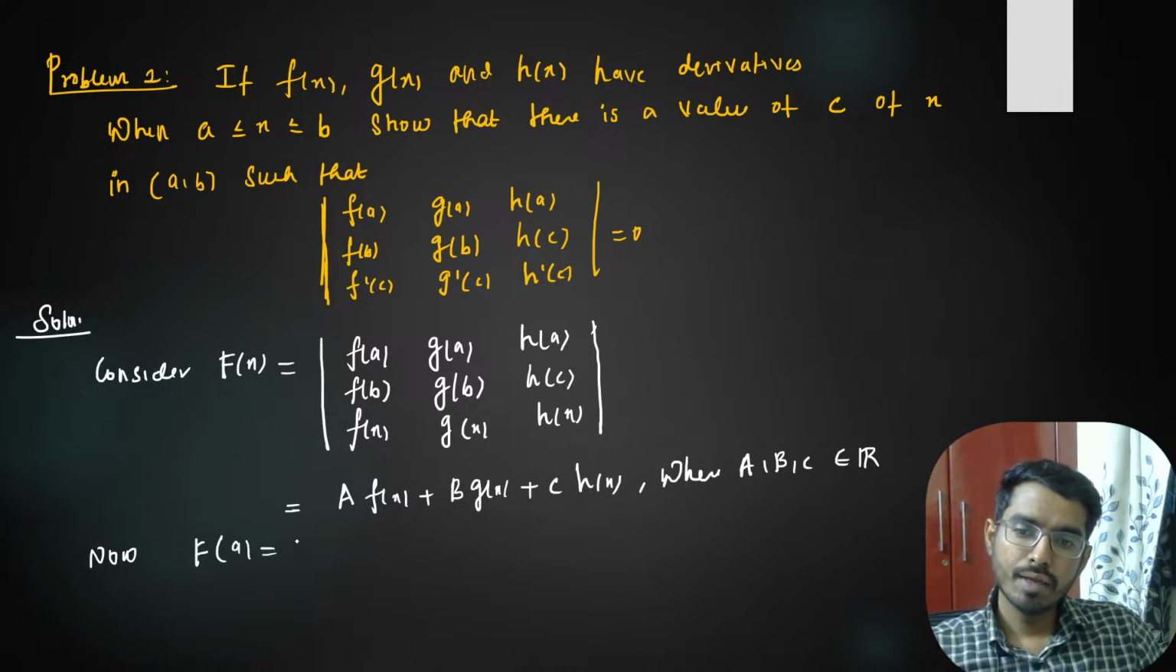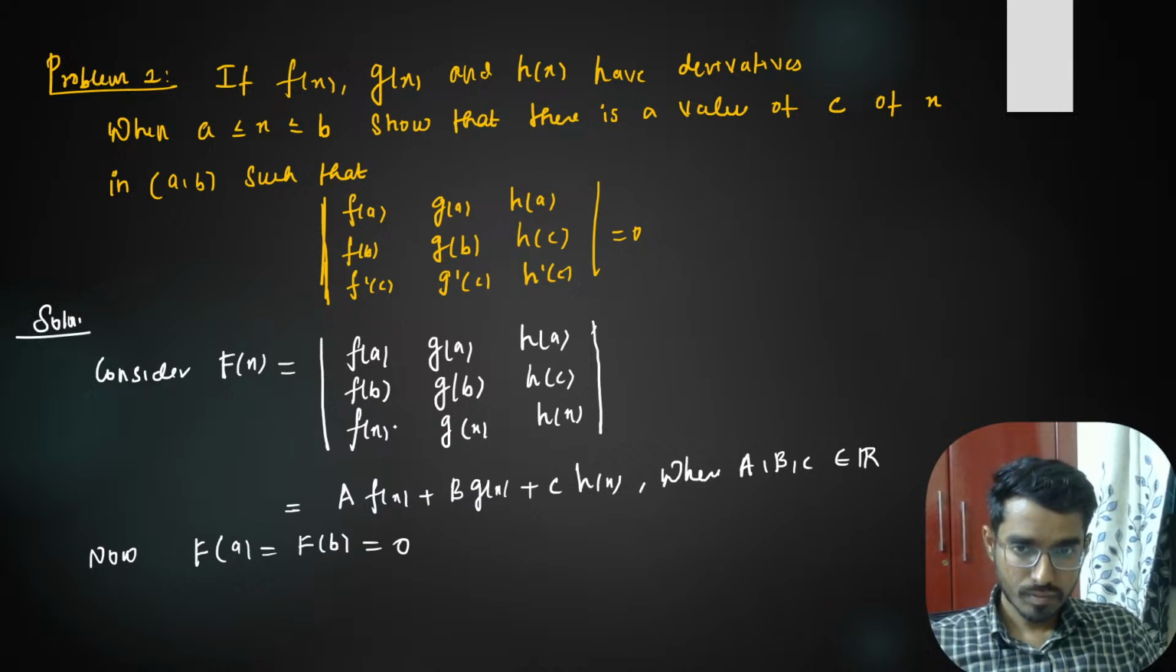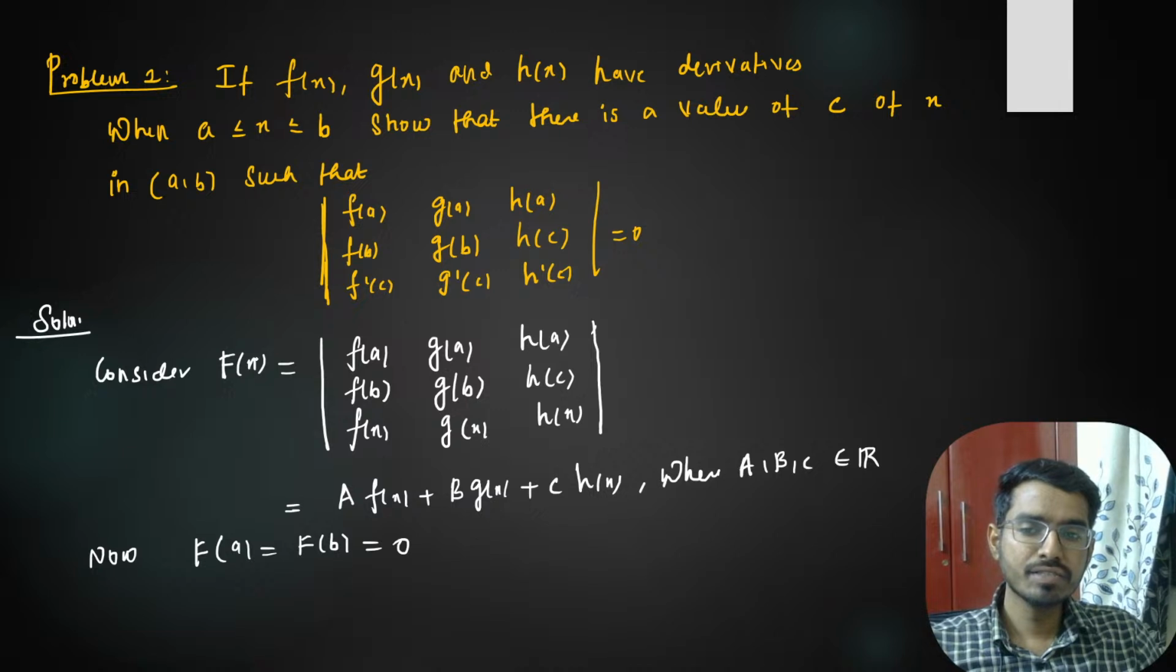F of a is equal to F of b, both are 0. Why? What happens if you put x equal to a? What will be your F of a? F of a will be the determinant with rows f of a, g of a, h of a. And you can see that R1 and R3 are identical. If the rows are identical, the determinant will be equal to 0. That means your F of a is 0, right?